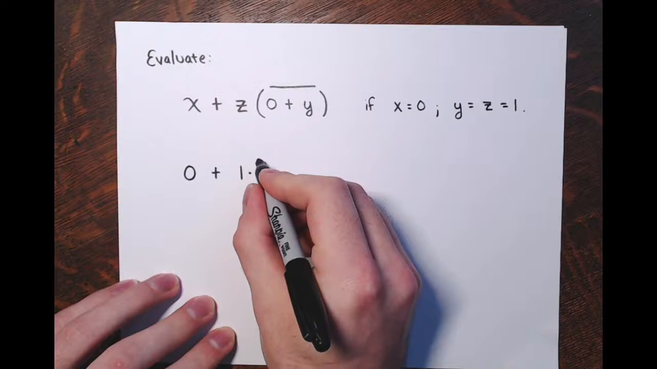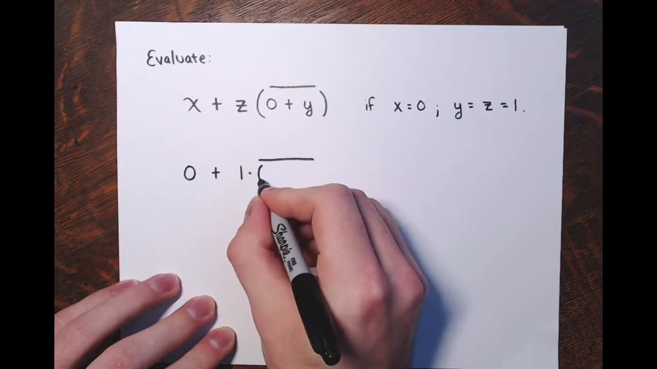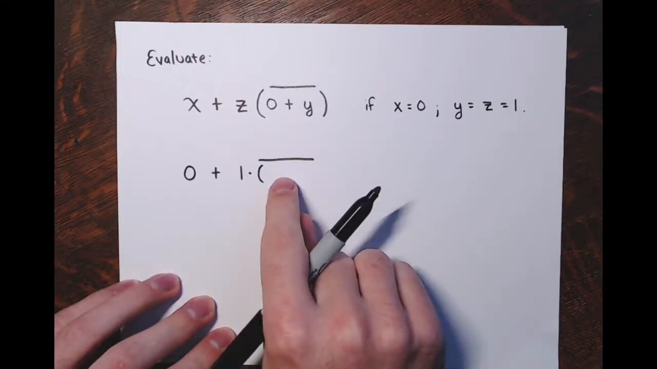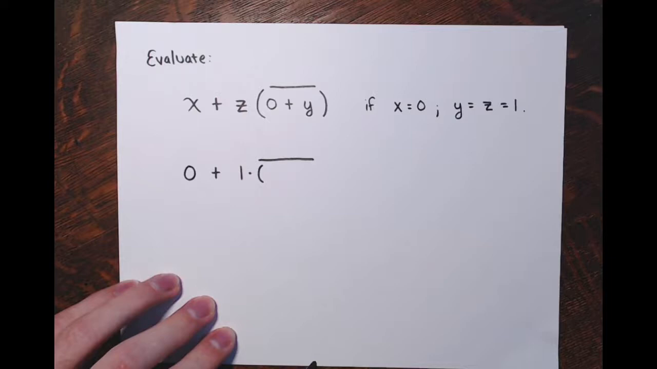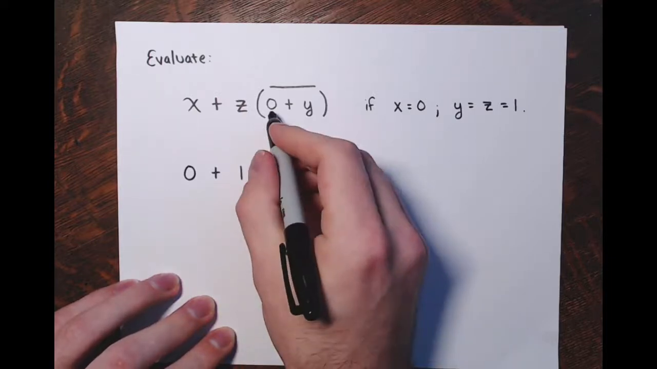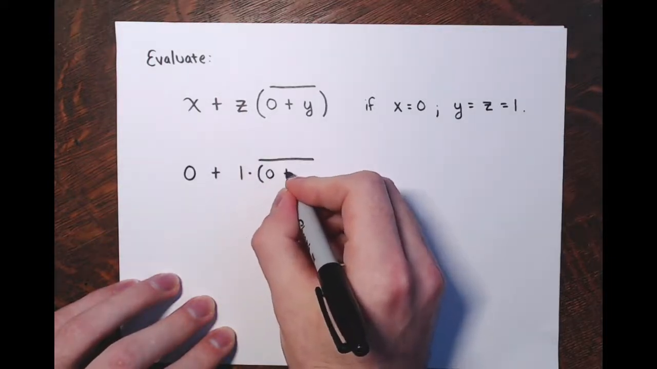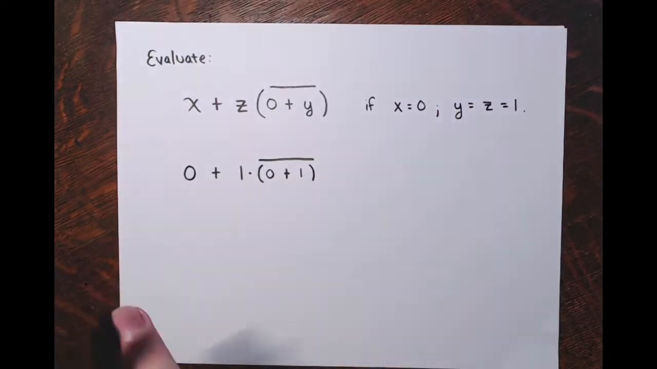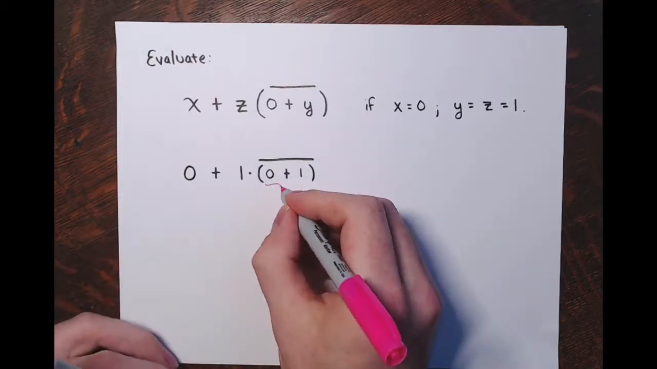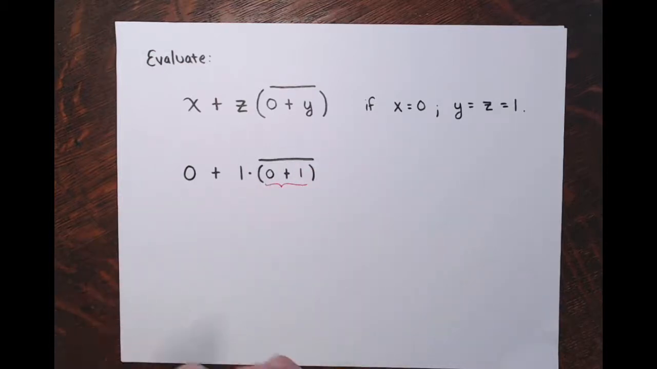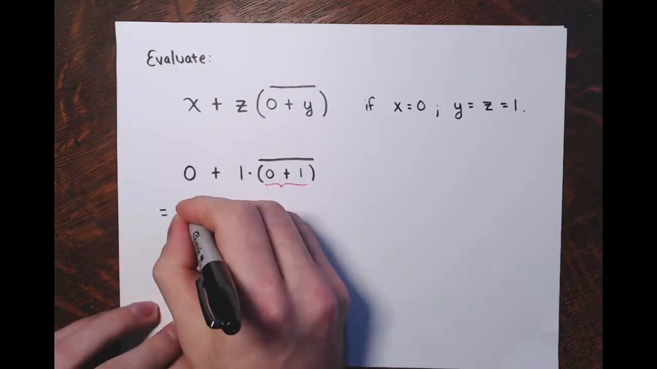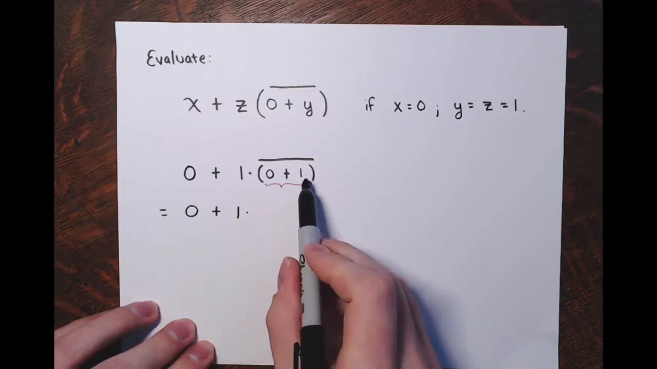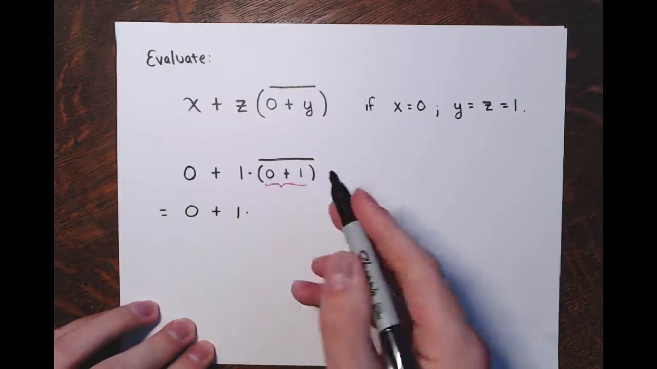times, and then notice here I got a big bar over this expression in parentheses, right? So I'm going to evaluate the expression in parentheses first, and then once that's done, I'll apply the bar, I'll apply the complement. So I've got 0 plus, y. The value of y is also 1. So first, the expression underneath the bar, the expression in parentheses here. So this is 0 plus 1 times, and then in parentheses, 0 plus 1 is 1.